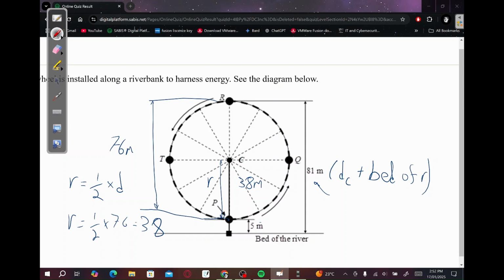38 meters is how high C is from this end of the circle, from the circumference, right? We don't want it from that. We want it to the bottom. We want it here, to the riverbed. So what we do, we add 38 plus 5 to get to the actual riverbed. So we're going to label it height. We're going to say h equals 38 plus 5, which equals 43 meters. And this is our final answer.